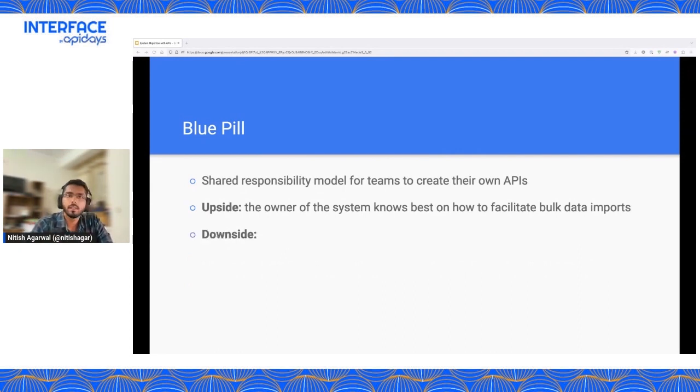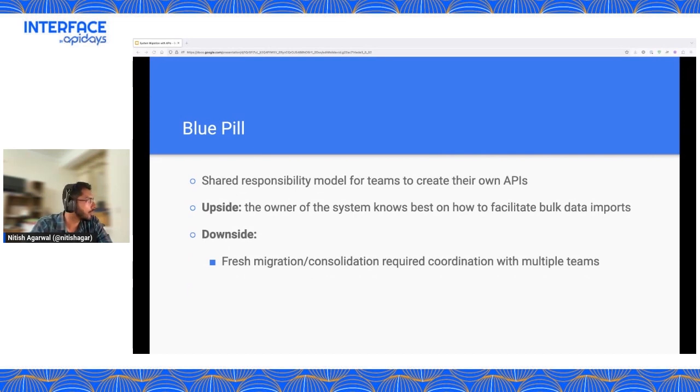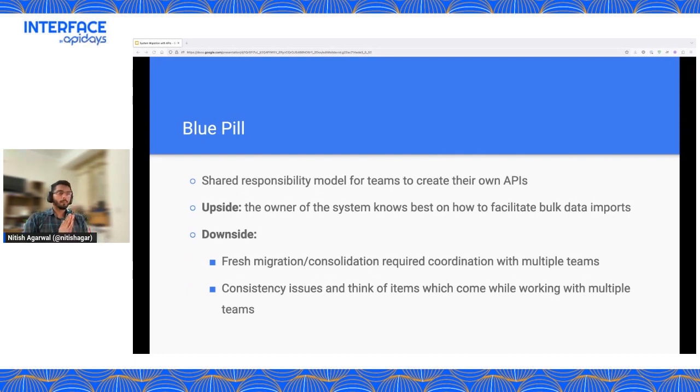Right? The upside is the owner of the system knows best about what they're doing. They can facilitate, for example, bulk data imports to their system, right? And the downside: multiple teams, and all the things which come with multiple team coordination, and again, fresh consolidation would require rallying up those teams and talking about this stuff, right? But the bigger problem I've seen there is consistency issues, right? So a team comes in and says, okay, this is the way I design my internal APIs, and the other team might have a different approach altogether.